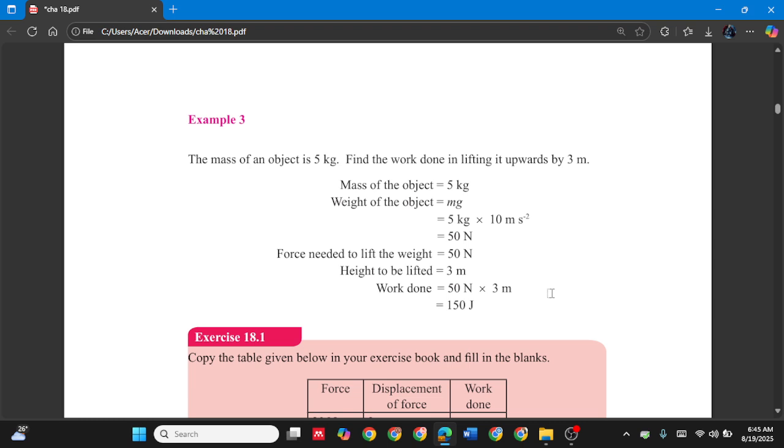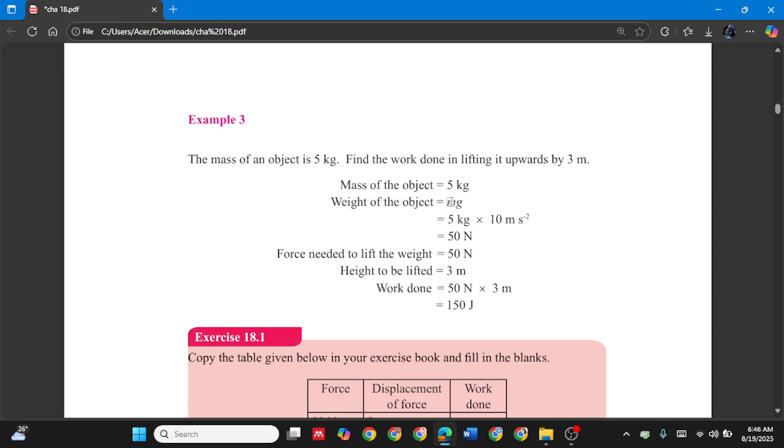Then example 3, the mass of an object is 5 kg. Now they have given you the mass, not the weight. So what is the weight if the mass is 5 kg? Find the work done in lifting it upwards by 3 meter. So you have got the distance, displacement. It's 3 meter, and they have given the mass of the object. So you have to convert it into weight. If it's 5 kg, how do we convert it into weight?